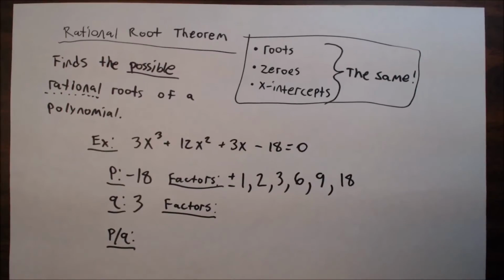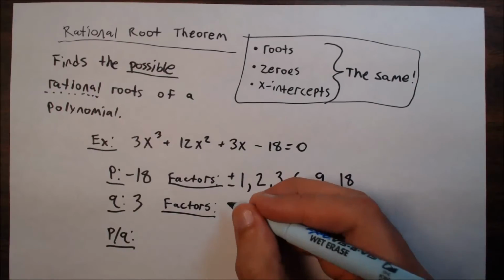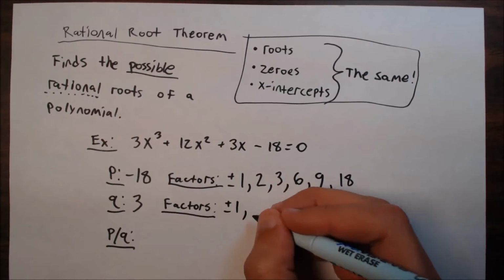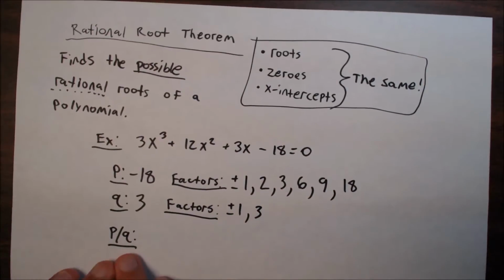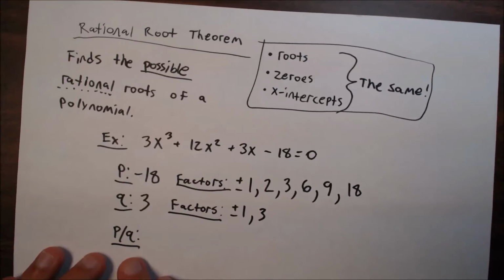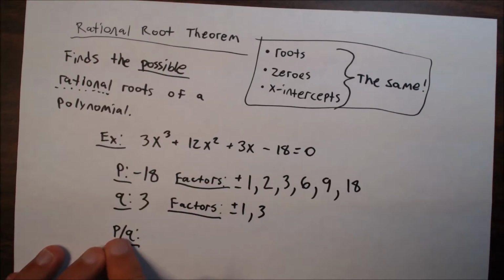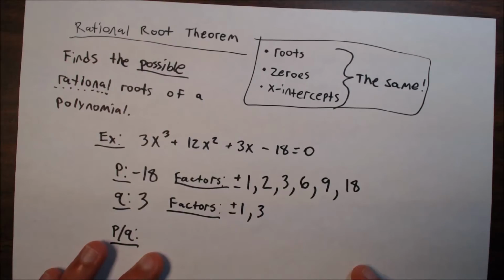And that's it. What numbers can we divide Q by? What can we divide that 3 by? We can divide it by plus or minus 1 or 3, and that's it. So then what we're going to put down here are all the possible combinations of the factors of P divided by the factors of Q. And these are going to be our possible rational roots.